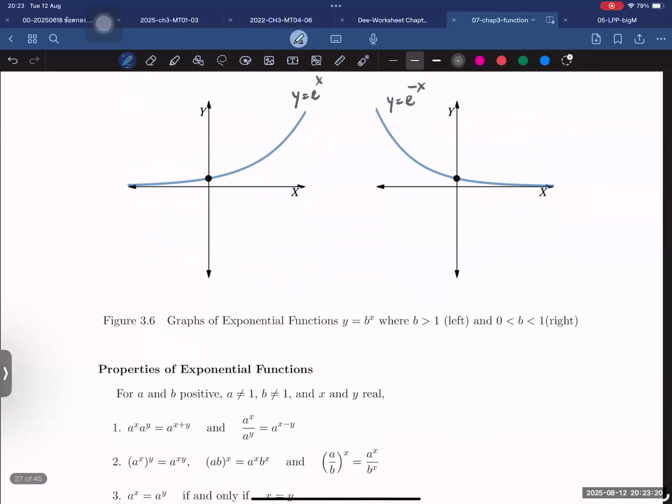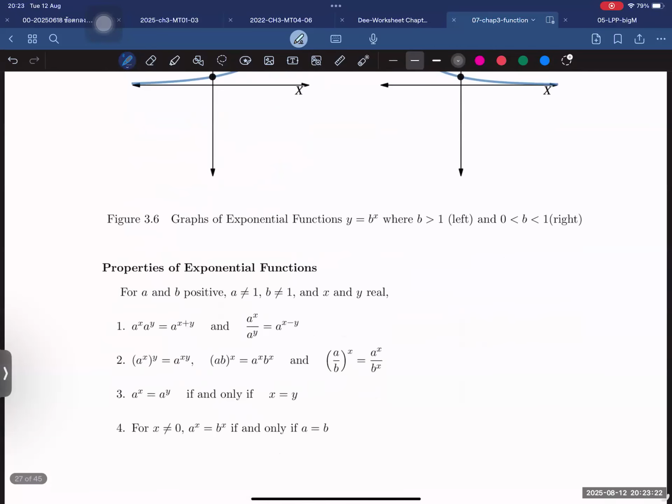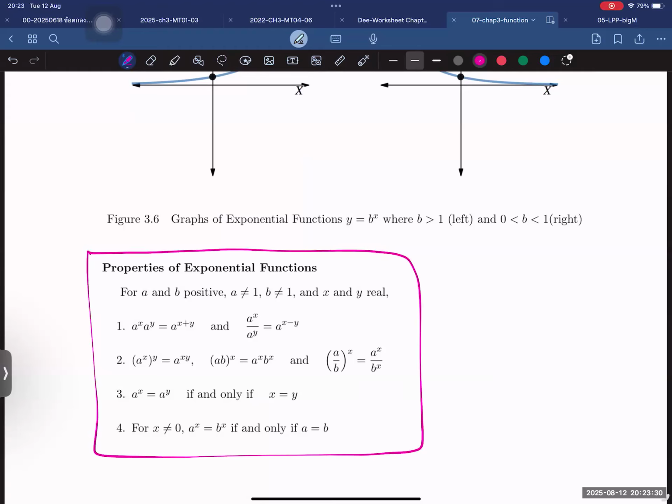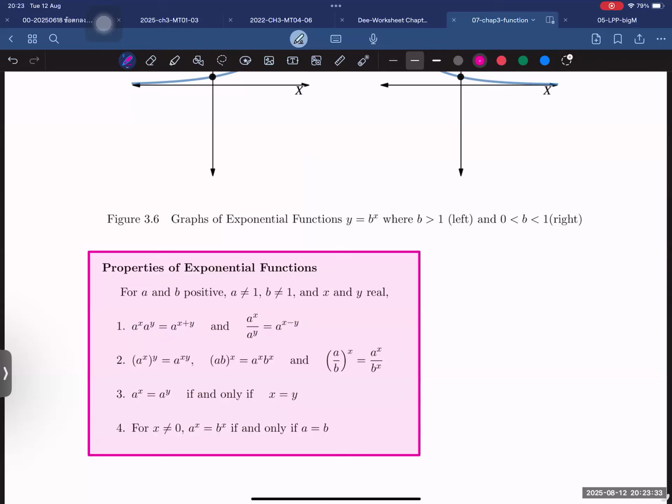Okay, these are the properties that are very important that you have to be familiar with and be able to use. Okay. So the number one is same base. You can combine the power. This is the same thing. We have a same base. So this is a to the y, right? We can write as a to the negative y. Okay. This one is a to the x times a to the minus y.